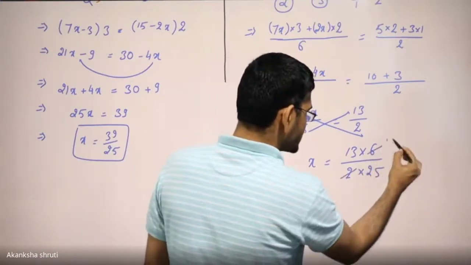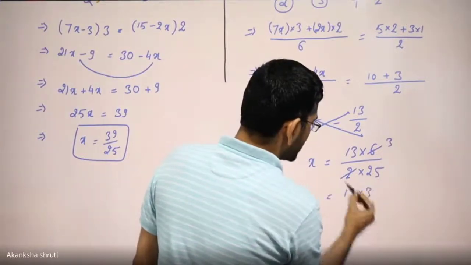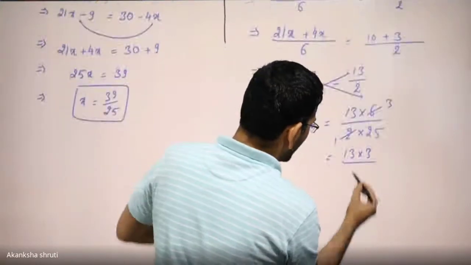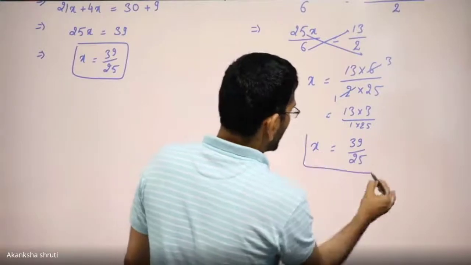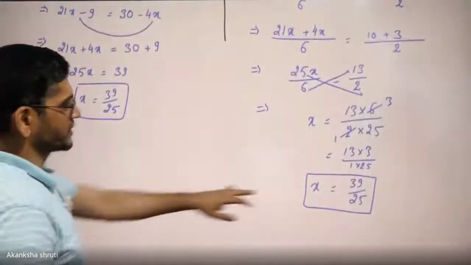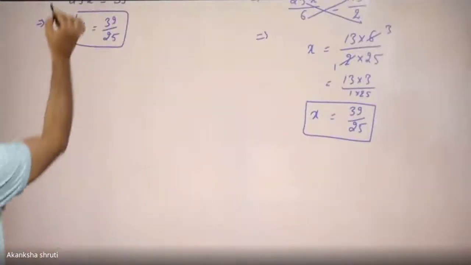So it is simply 13 into 3. These two have converted into 1, so it is 1 into 25. So x obtained is 39 by 25. Here we are getting both giving the same result. Now let us come for verifying.